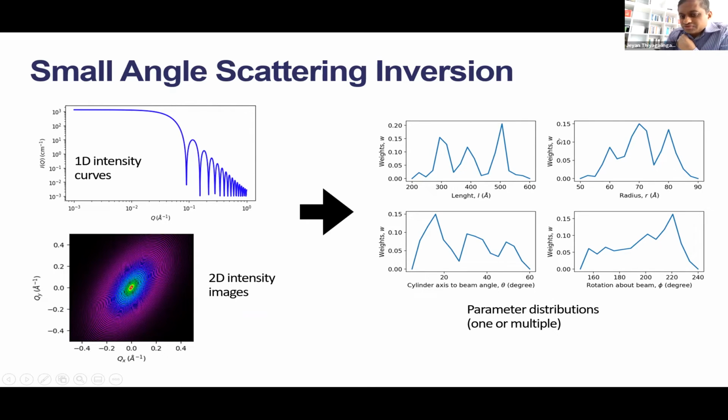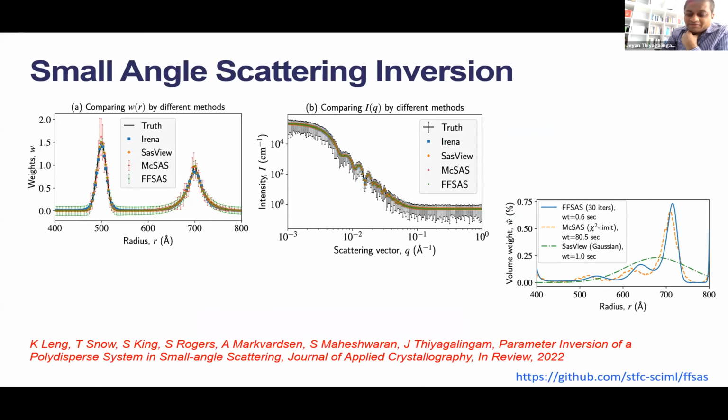And then what we'd like to do is work out the distribution of these parameters. So for example, in this case, we would like to know the distribution of the sphere or the distribution of the cylindrical parameters. So what we have done is a piece of work called fast FFSAS. It's effectively free-form, so in other words, you don't need to have any sort of priors for it.